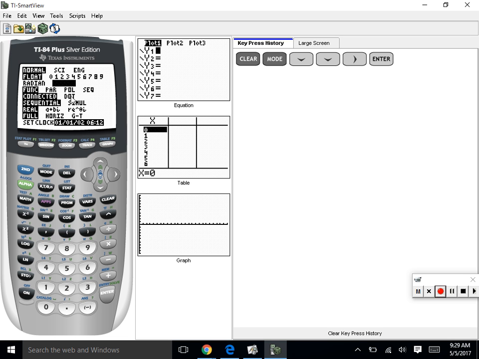So to get out of here, you'll hit second quit. Right here's the quit button right here by mode. So hit second quit. Is everybody with me? Okay, second quit. We're good to go.